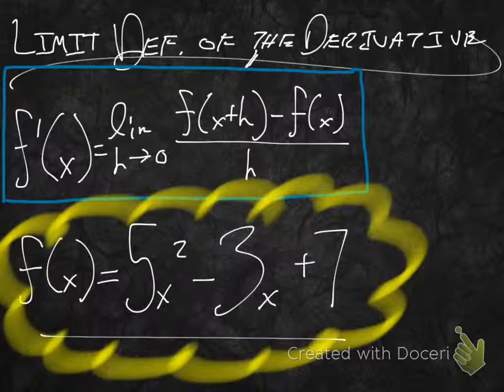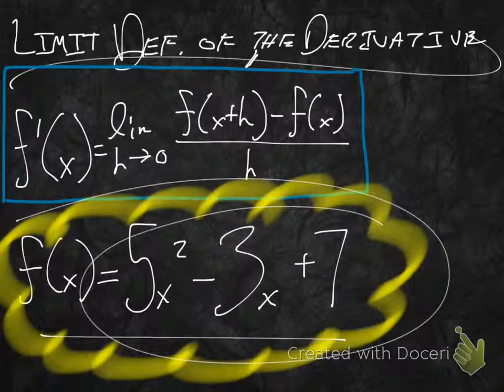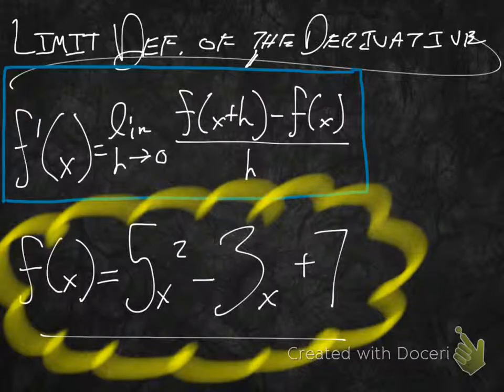So this function that you see down here, f of x equals 5x squared minus 3x plus 7, is from a video I've done earlier on this playlist, the derivatives or differentiation playlist on my channel, and I used the limit definition of the derivative, f prime of x equals the limit as h approaches 0 of f of x plus h minus f of x over h, to arrive at the derivative of this function.